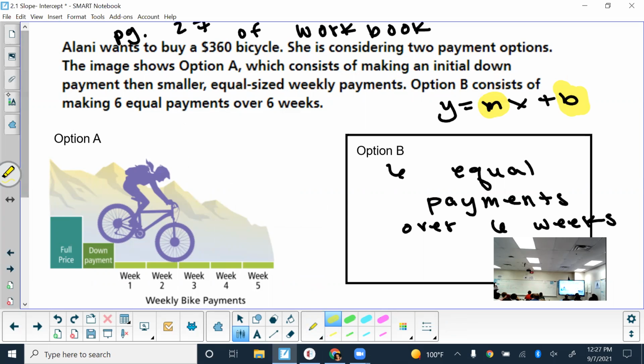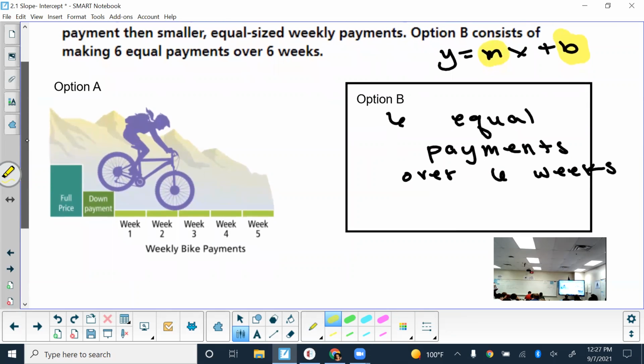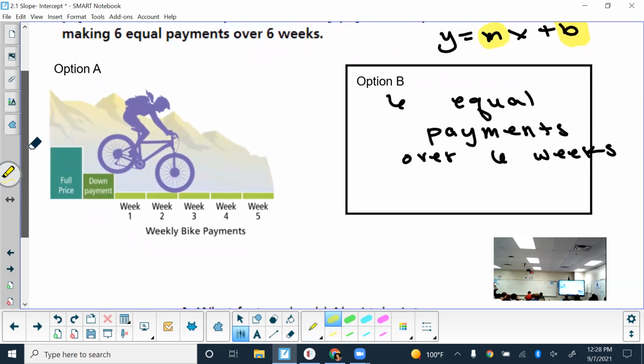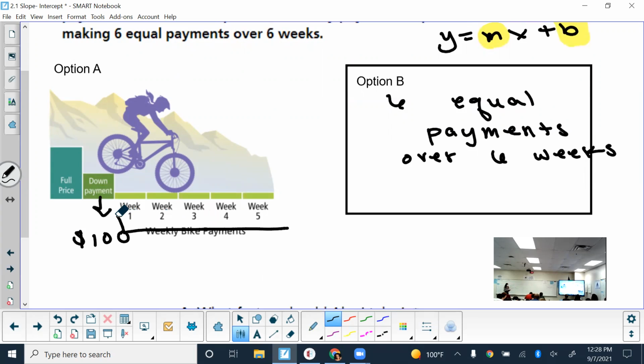So for option A, let's look at that first. Does it say how much her down payment is on that one? No. It just says that she's making one, right? Now I'm just gonna throw out a number. Let's say that her down payment is $100. If it's a $100 down payment, how much does she have to pay over the 5 weeks left?